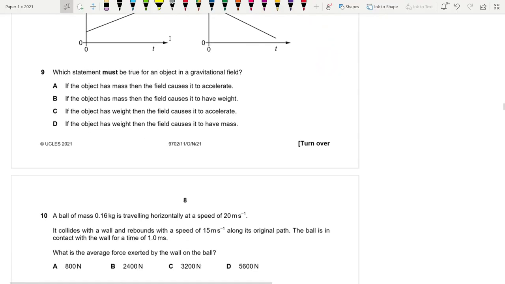Okay, which statement must be true for an object in a gravitational field? If the object has mass, then the field causes it to accelerate. Not always. If the object has mass, then the field causes it to have weight. This is true. So basically, the other options were wrong because those statements don't make sense. Hear me out. If an object is on the ground, does it accelerate? No, right? Maybe if it's airborne, it would have accelerated, but when it's on the ground, it doesn't accelerate, but it does have weight, okay? So having mass results in having a weight.